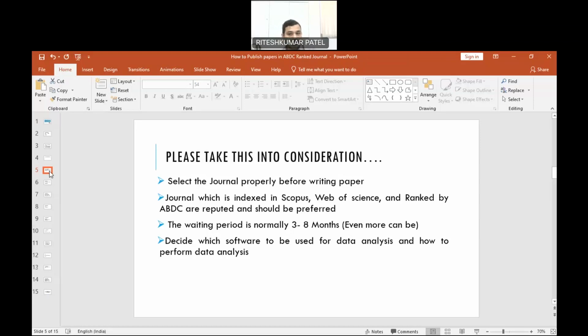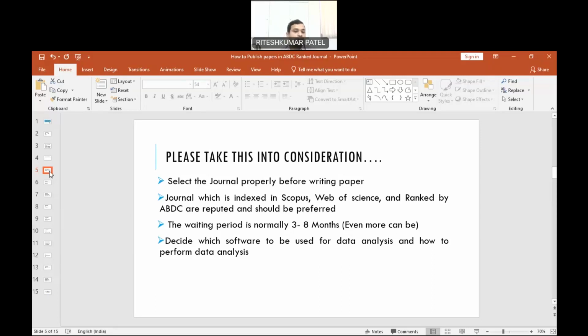Journals indexed in Scopus, Web of Science and ranked by ABDC are reputed, and that's why they should be preferred. They include certain benchmark levels, and that will help you in boosting your citations and your h-index. Normally Scopus, Web of Science, and ABDC ranked journals represent high quality standards, so it is advisable to go for that kind of journal when you are selecting it.